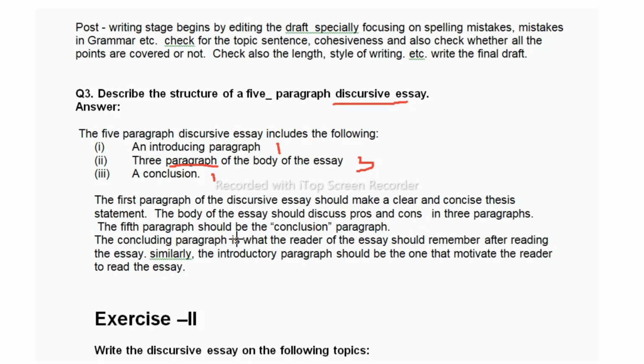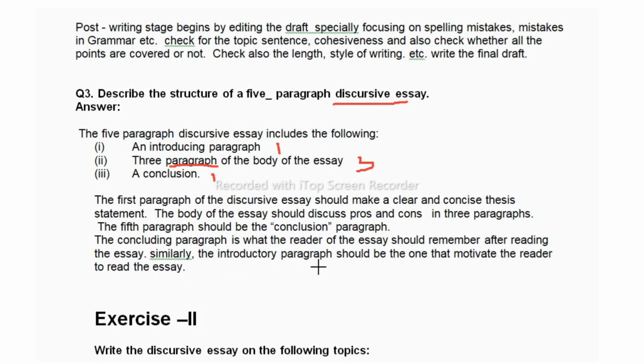The fifth paragraph should be the conclusion paragraph. After the body of the essay you have to give your conclusion. The concluding paragraph is what the reader should remember after reading the essay. So here you cannot give your own opinion. You have to be neutral or unbiased.